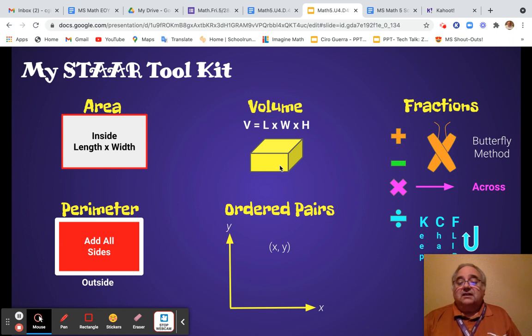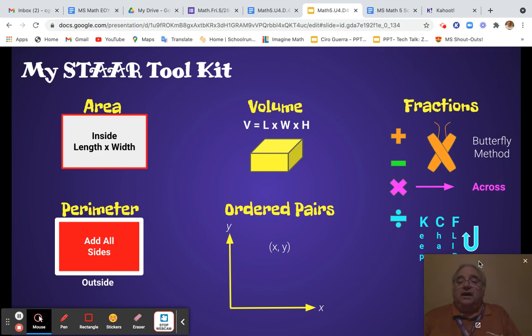Ordered pairs, I always remember that X has to walk before it can fly, and X comes before Y. And that's how the ordered pair is done, X and Y. Fractions, to add them, make sure that you get the least common multiple. To multiply them, you can multiply them straight across.